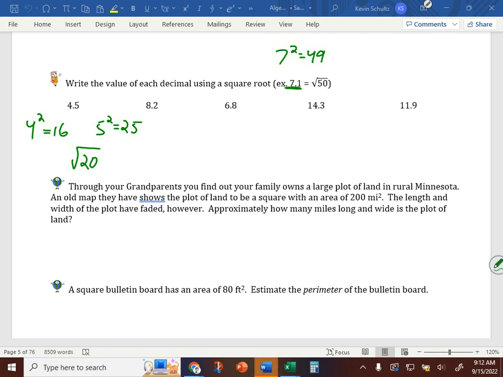8.2. 8 squared is 64. 9 squared is 81. What would 8.2 be the root of, approximately? Sure. 67, 68, 69, 70, somewhere in there, right? Okay? So it's kind of going backwards. It's going from the root to the decimal. All right?